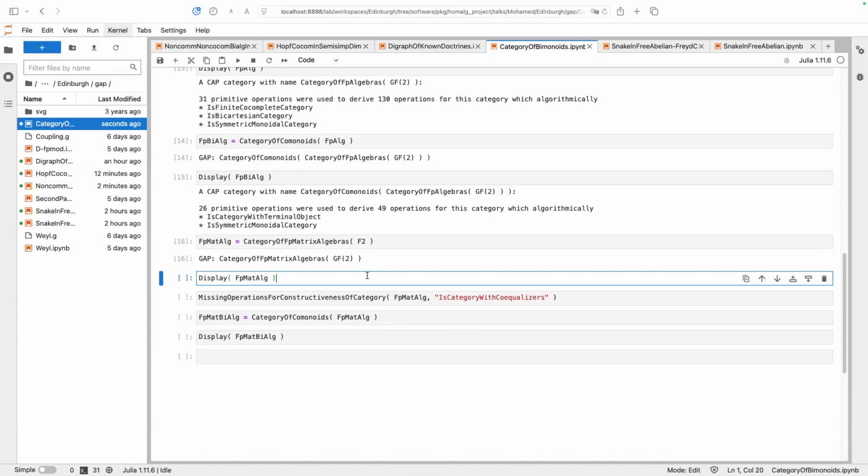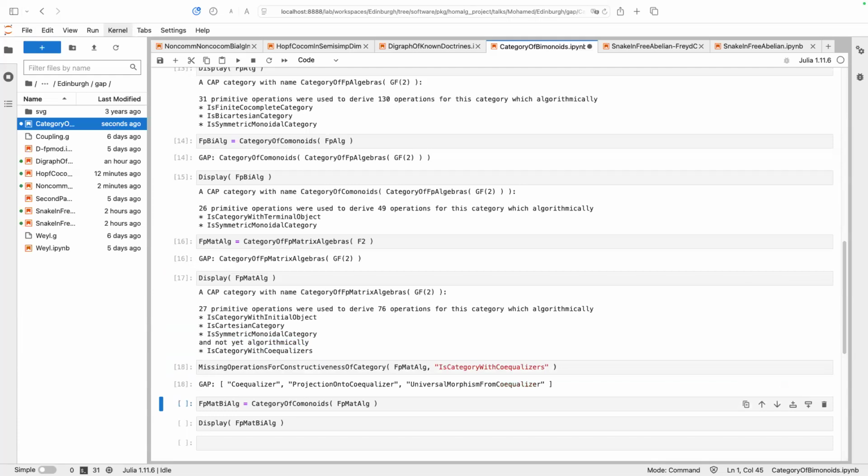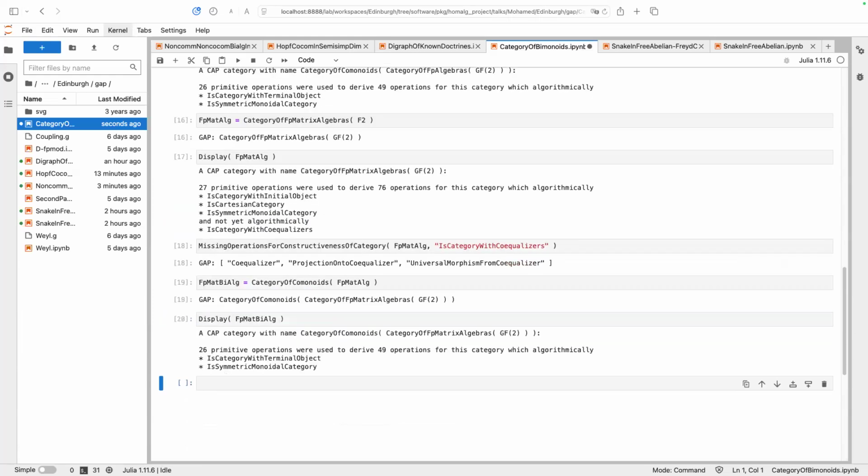Yeah, so now you go back to finite dimensionality. And if you display it, it tells you that I was told that I should have co-equalizers, but I am still algorithmically missing this. So now you can ask it, what shall I implement? And it's telling you, please implement the co-equalizer, the projection onto the co-equalizer, and the universal morphism, so that I can tell you that you're algorithmically with co-equalizers. Yeah. So, and still you can do the category of comonoids as still symmetric monoidal, right?